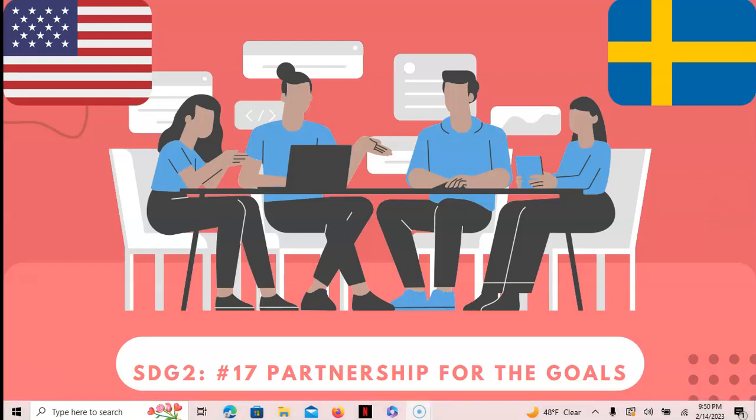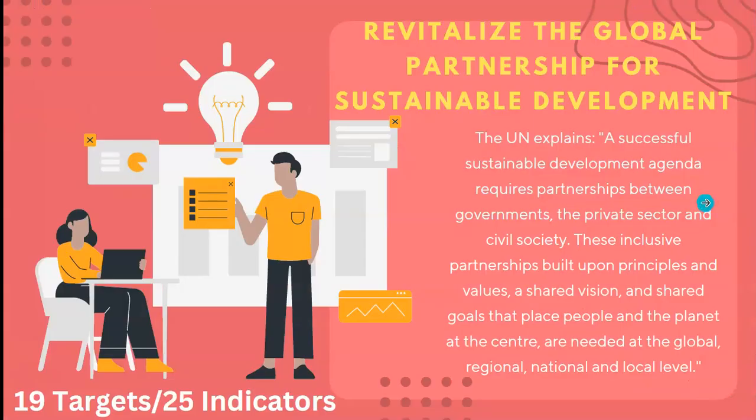Hello, today we're going to talk about SDG 17, Partnership for the Goals, and we're going to compare the US and Sweden. The Partnership for the Goals has 19 targets and 25 indicators. Revitalizing the global partnership for sustainable development is the purpose of number 17.